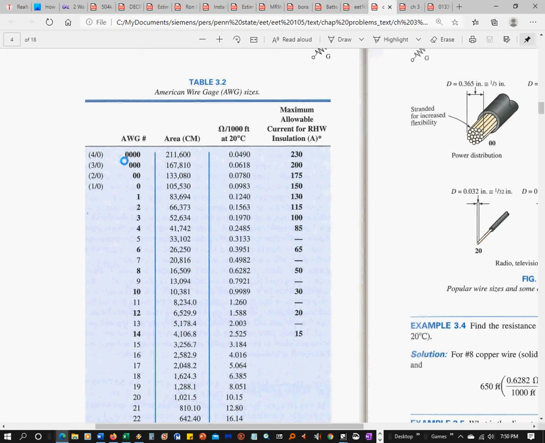And there's actually higher sizes than this. It goes up to what's called thousands of circular mils, MCM. See how this is 211,000? 250 MCM would be 250, and then it goes on to 300, 350, 500, 750, and 1,000 MCM is the biggest I've ever seen.